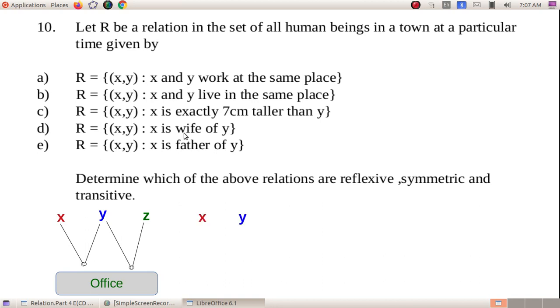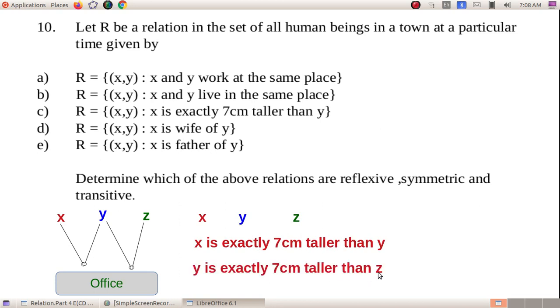What about the transitivity? Suppose there are three persons, x, y, z. X is exactly 7 cm taller than y, and y is exactly 7 cm taller than z. What is the relation connecting x and z? X is exactly 14 cm taller than z, not 7 cm. Therefore, whenever xy belongs to R and yz belongs to R, xz is not a member of the relation. Therefore, the relation is not transitive. It is neither reflexive, nor symmetric, nor transitive.